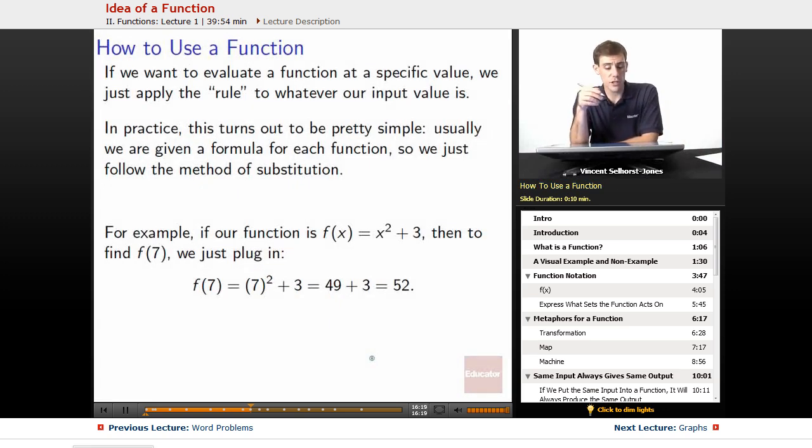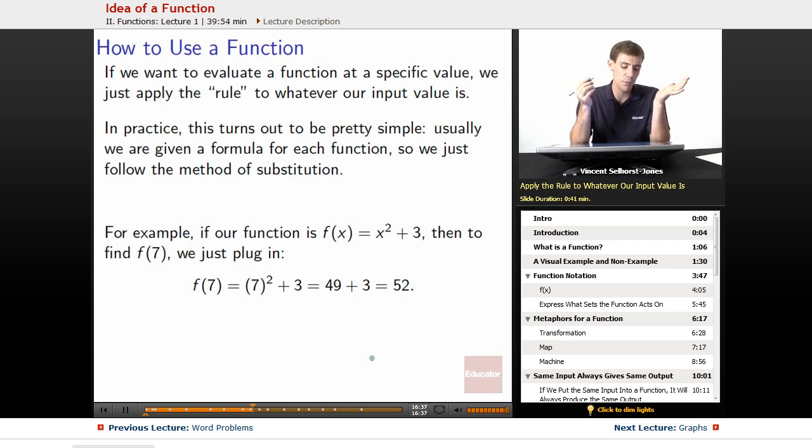If we want to use a function, if we want to evaluate a function at a specific value, we just apply this rule to whatever our input value is. In practice, this turns out to actually be really simple. Usually we're given a formula for each function, so we just follow the method of substitution. Remember, we take whatever we're substituting in, we wrap it in parentheses, and then we see what we get.